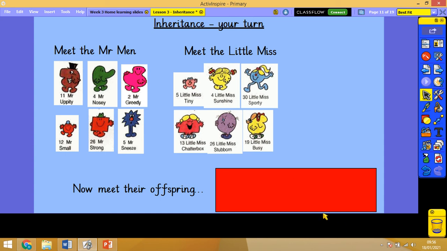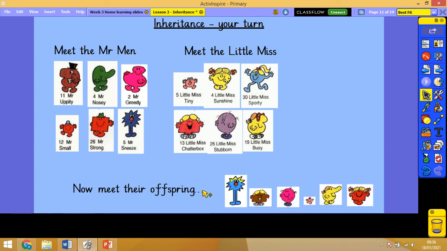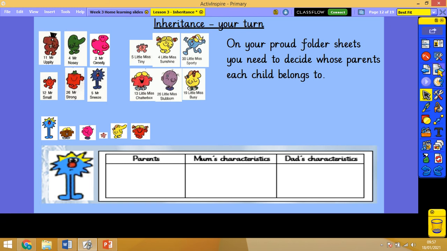And then you have their offspring. So these don't have names. I didn't name them. So you've got all of the different offspring here. So the parents are going to be a Mr. Man and a Little Miss. And to find out what parents, well, we need to look at the characteristics of both the Mr. Men and the Little Miss. Okay, so I'm going to show you how to do this.